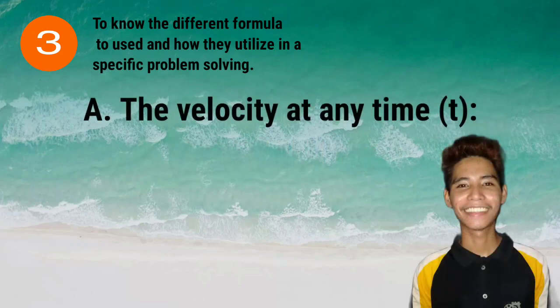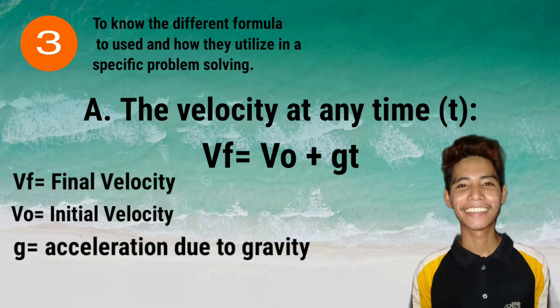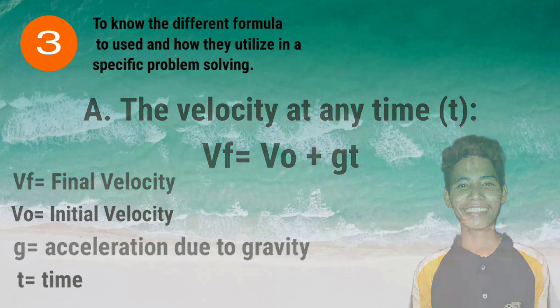A. The velocity at any time t. Vf is equal to Vo plus gt, where Vf is the final velocity, Vo is the initial velocity, g is the acceleration due to gravity, and t is the time.